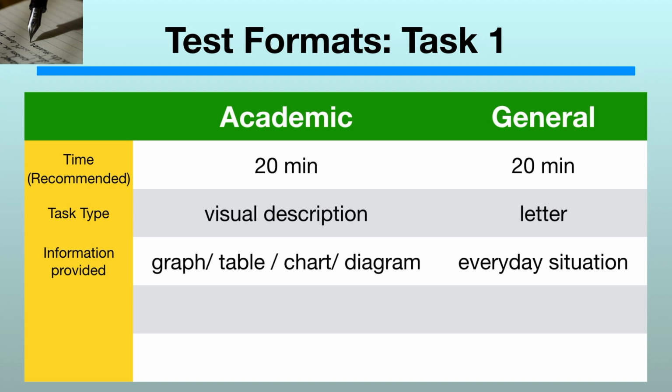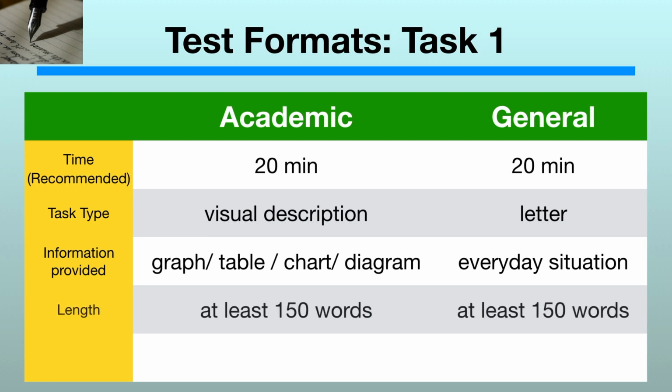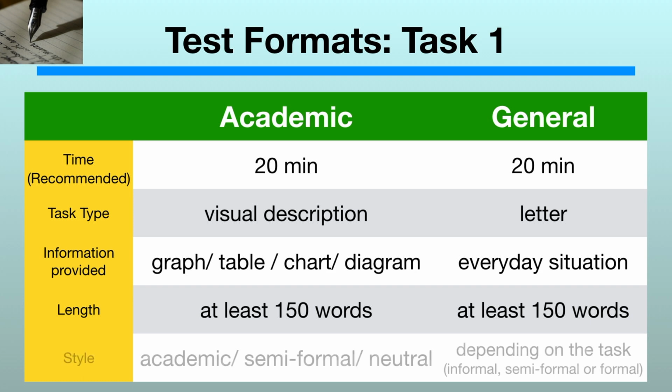Whereas for general, you need to write a letter in response to an everyday situation. For example, write a letter to your landlord and explain issues in your apartment. The length is the same, both requiring at least 150 words. The style of writing required is at least semi-formal for academic test takers. In the general tests, it is completely task-dependent. It can be totally informal or strictly formal.